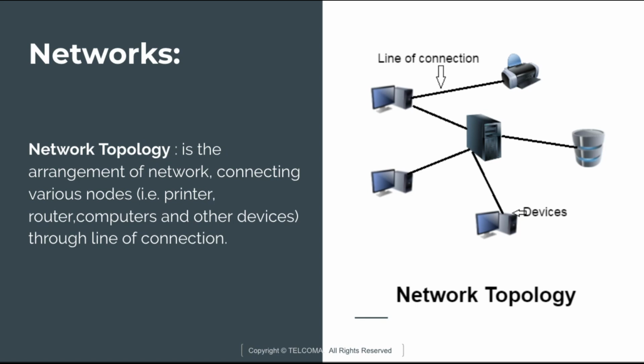It describes the way in which different elements are arranged, and it represents a semantic description of a network. Here you can see that a server can connect various computers and printers with each other by using a line of connection.